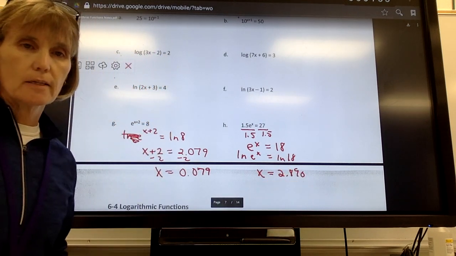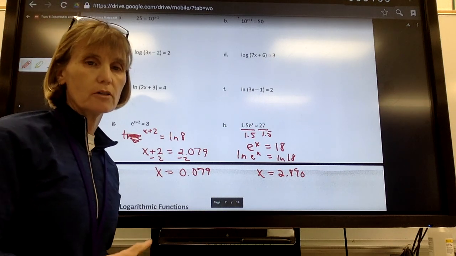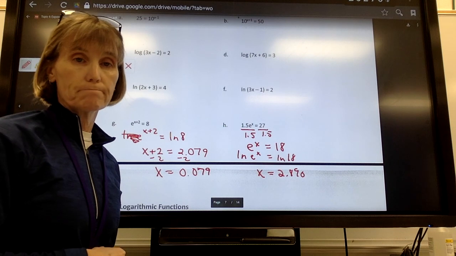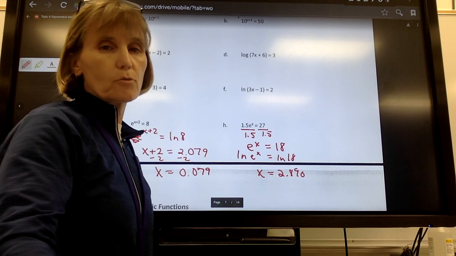Okay, and that's how you solve equations using your logs and your natural logs and your common log. Okay, so there's a worksheet for you to work on.